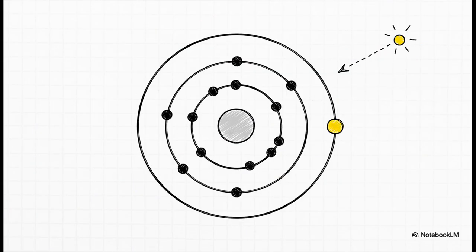The answer is 2-8-1, right? 2 electrons fill up the first shell, 8 fill up the second shell. And that leaves just one lonely electron all by itself in that third outer shell. And that one single electron on the outside, that's everything. That's what puts sodium in group 1, and it's the reason it's so incredibly reactive. It is desperate to get rid of that one electron.